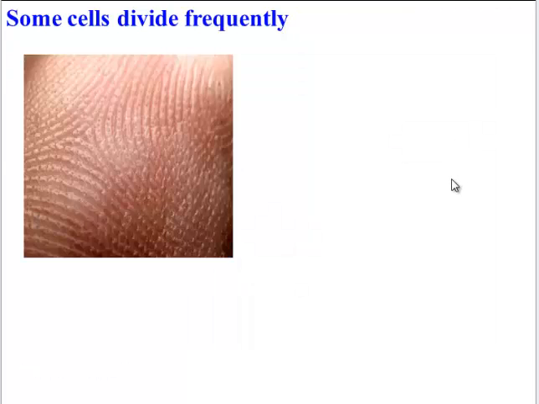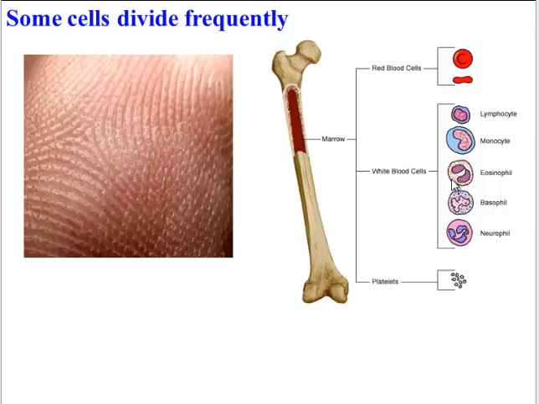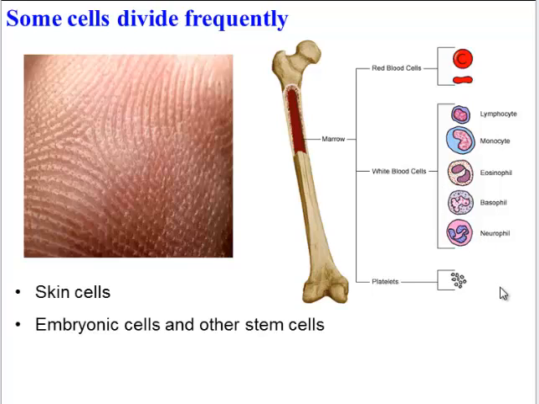And then you have some cells that are dividing all the time. For example, skin cells and bone cells and white blood cells. And these are cells that are constantly dividing because they're either the basis of growth or because they have to replace old cells that are dying or are in need of repair.